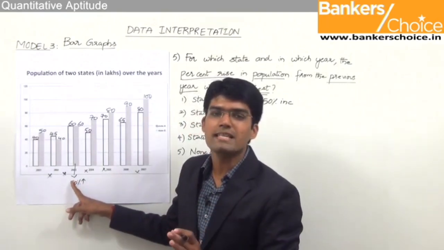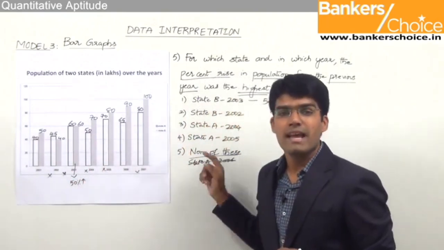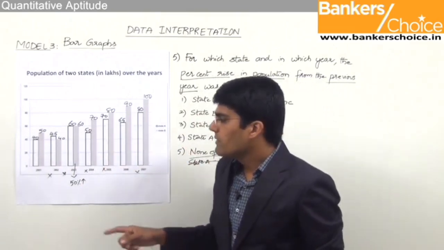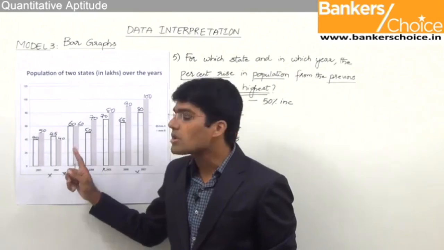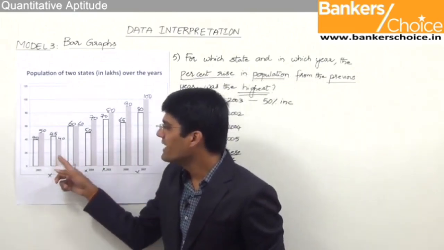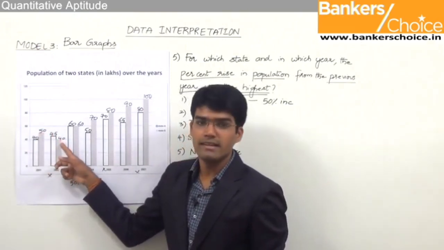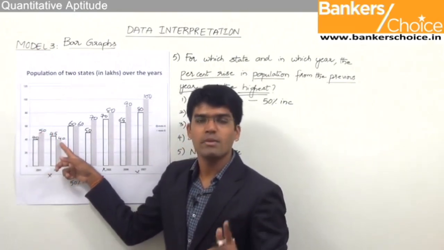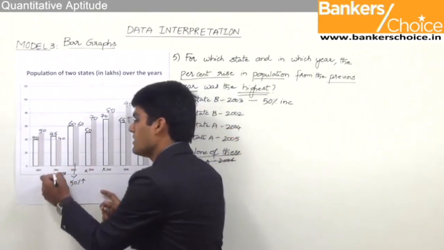Why? Because that is the maximum that we have got so far. But again, state B for the remaining years has to be calculated. Now we know that 2001 cannot be the answer. Why? Because previous year data is not known to us. So let us calculate state B for the remaining years. Now if you look at state B in 2002, it is 40 lakhs. Previous year was 50 lakhs. It is decreasing. Decrease here cannot be the correct answer. Why? Because we are trying to find out percentage rise. So state B in 2002 is ruled out.